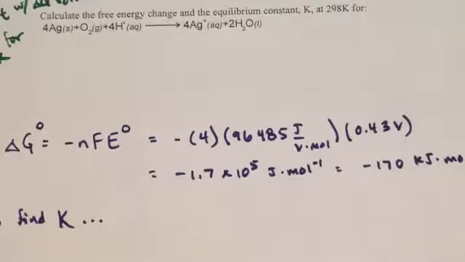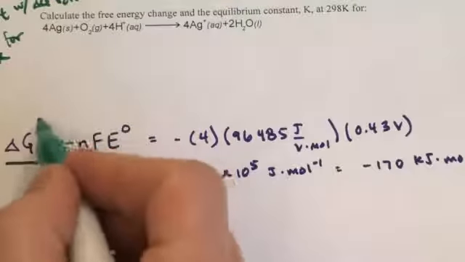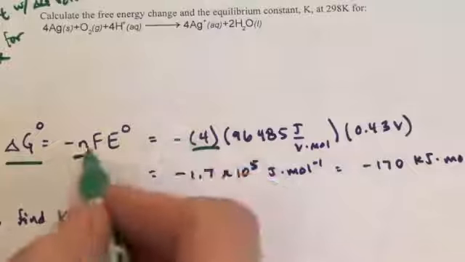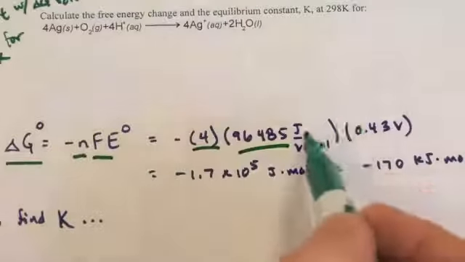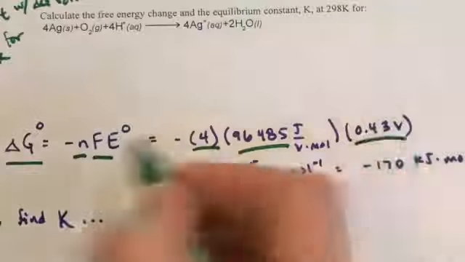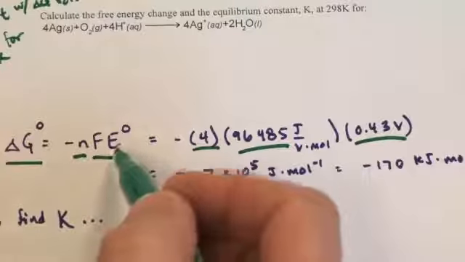Now in the last videocast we finished by finding delta G at standard conditions. Remember this little circle means standard conditions, which is 298 Kelvin, 1 molar solution, 1 atmosphere pressure. There were 4 electrons transferred. That's what the n stands for. F is the Faraday's constant. Remember the units on the Faraday constant are joules per volt times mole. And the E circle, remember, is the electromotive force, or the voltage, or the potential difference of the cell.